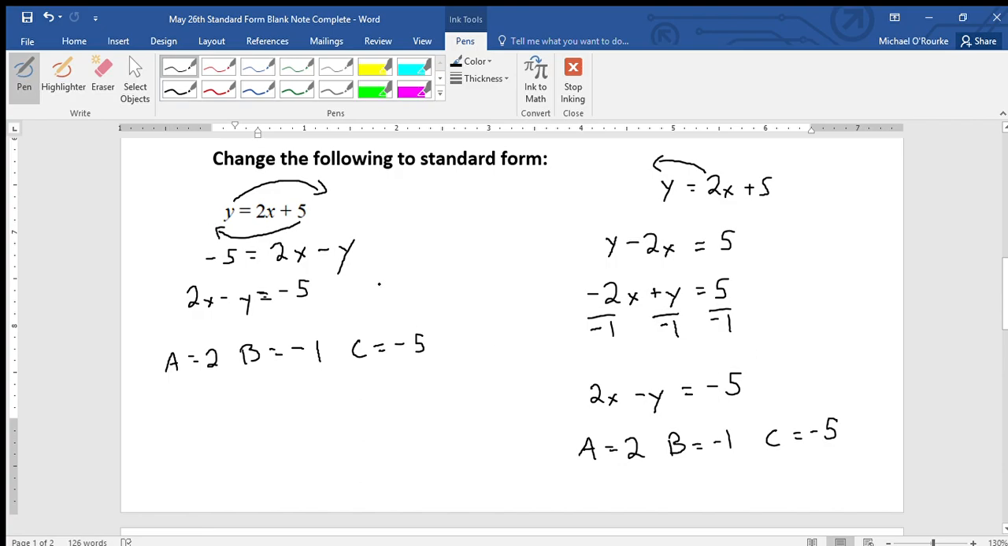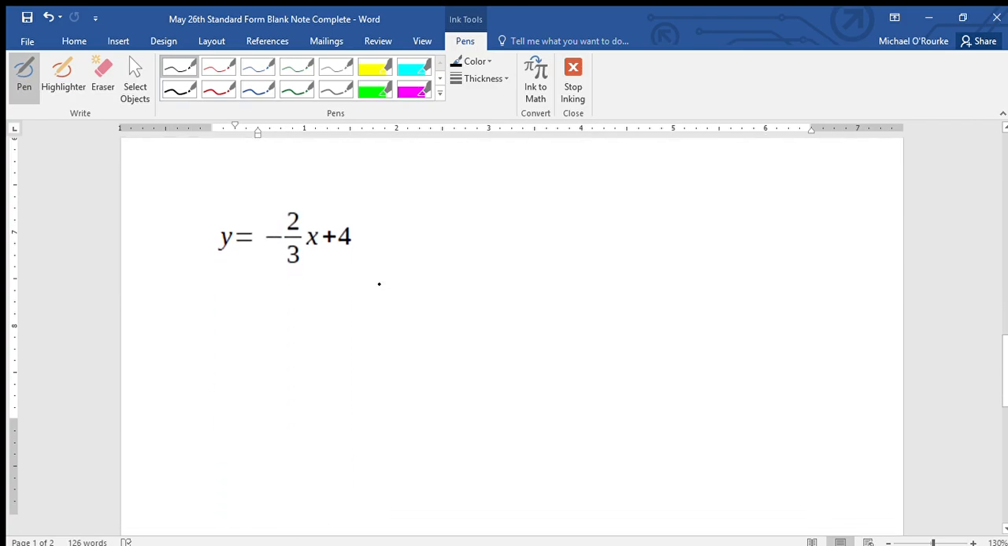All right? So let's go take a look at this one here. y equals negative 2 over 3 x plus 4. All right, so I need my variables on one side, my constant on the opposite side. Now this is negative here, so that means I can move it over, which will make that positive how I want it. So I get 2 over 3 x plus y equals 4.